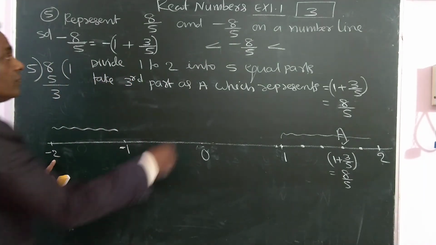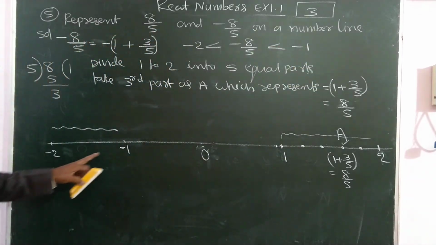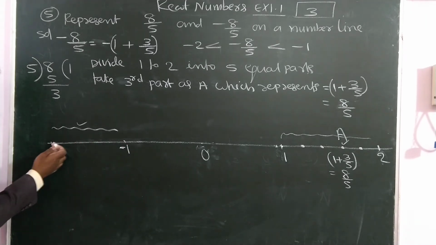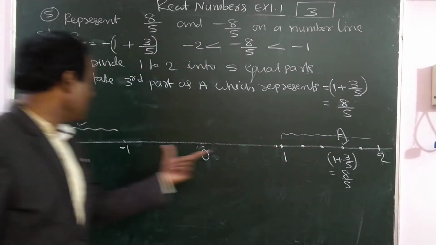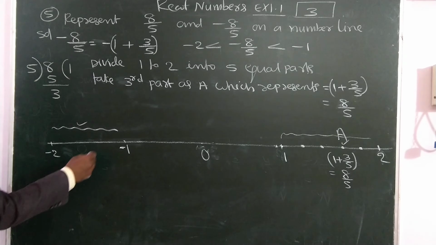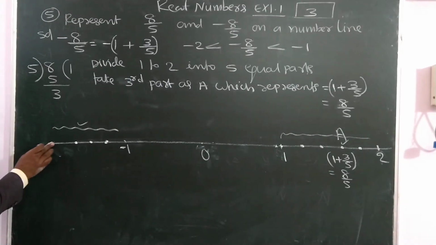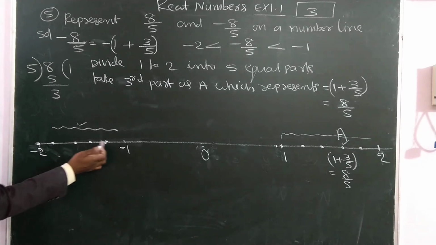Minus 2 is small, so we write small here, and minus 1 is big. So 8 by 5 will be in this range. If it is 1 to 2, it will be minus 1 to minus 2. Divide into 5 equal parts here. 1, 2, 3, 4, 5.